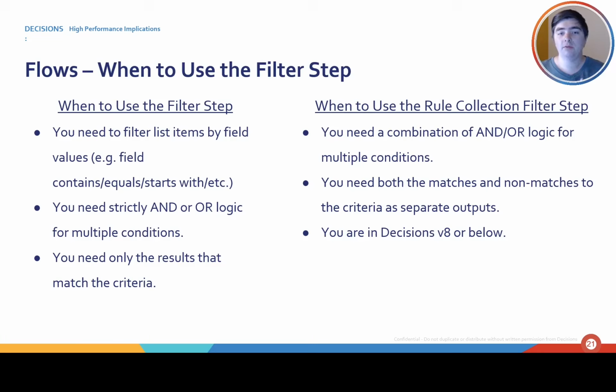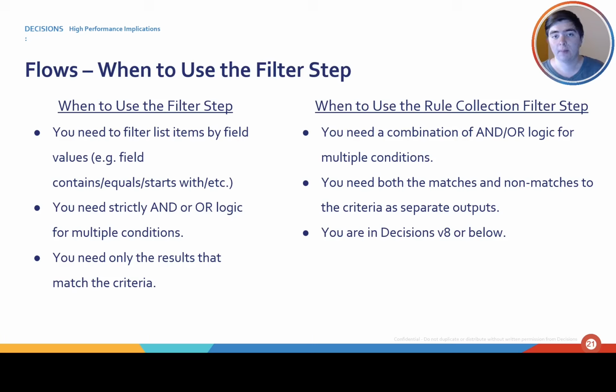So when you are going to use the filter list is when you need to filter a list of items by field values. So one of the fields in your object is something you'll be evaluating either against a constant or maybe a different field. Maybe two fields have to match up somewhere, but you're using standard logic of this contains, this equals, this starts with, does not start with, that sort of thing. If you're also trying to use strictly and logic or logic for multiple conditions that will filter out these steps, this is the way to go. Also, this will work if you're only looking for results that match the criteria.